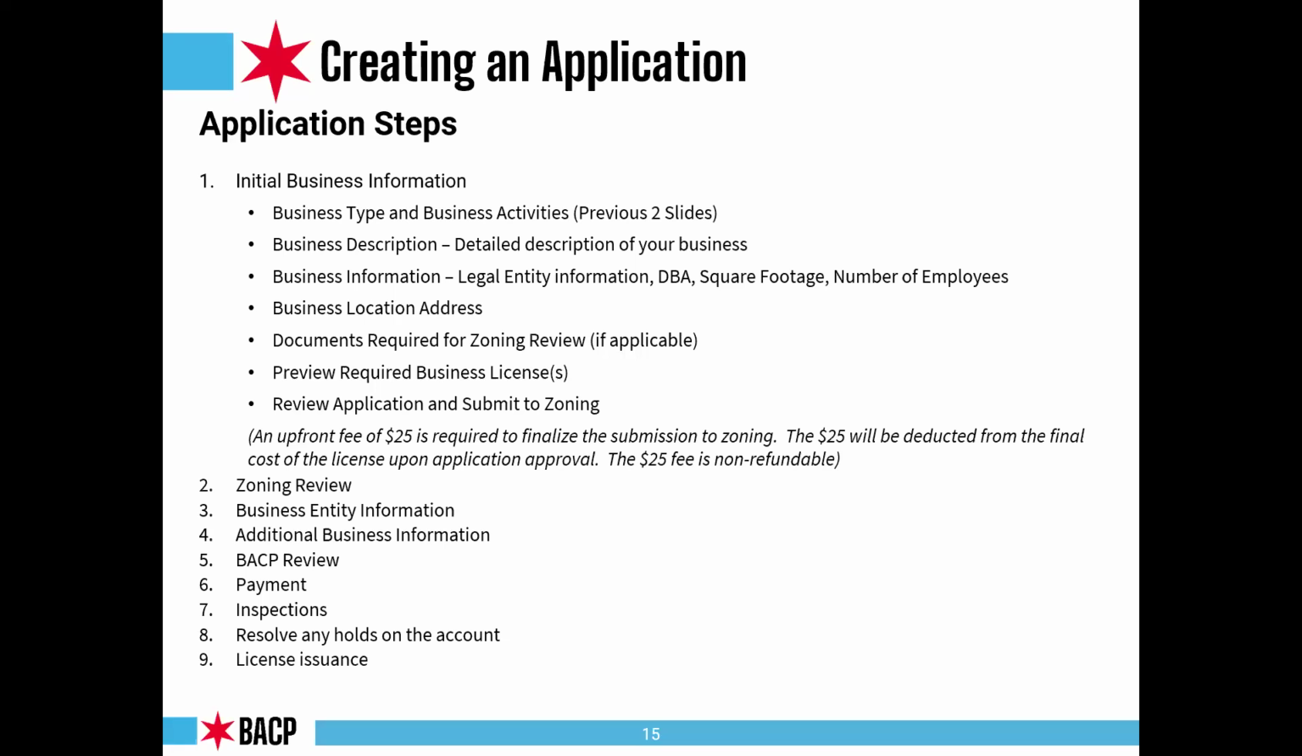So once you've submitted it to zoning, you will go through the zoning review. Once you get approval from zoning, you will get your application back. From there, you are going to go in and enter specific entity information and additional information about your business. There will be questions you have to answer regarding your business, and then you will submit that for review. Then the reviewer will work with you to get your application approved. Once it's approved, you submit payment, and then your application is completed fully at that point.